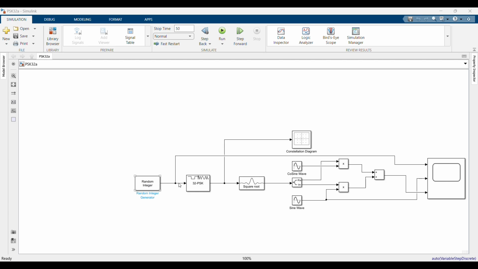transmit. The heart of the system is the MPSK modulator. M-ary number 32. For the constellation ordering, we use gray mapping. This is crucial because it ensures that adjacent symbols in the phase circle differ by only 1 bit.